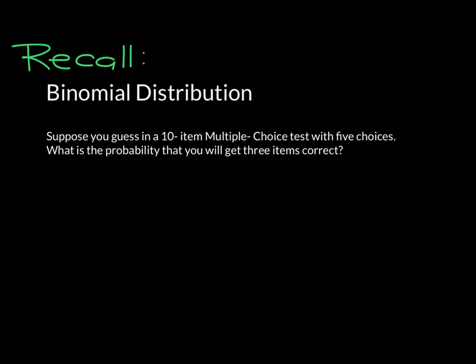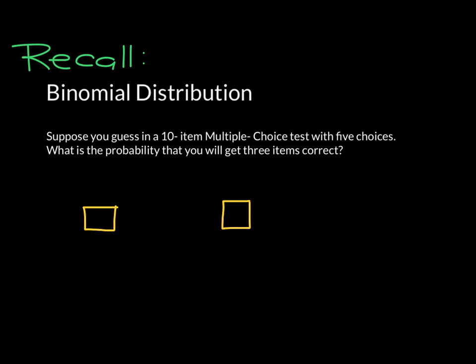And we will do this by considering one problem that you might have solved before when you were learning the binomial distribution. Suppose you guess in a 10-item multiple choice test with 5 choices. What is the probability that you will get 3 items correct? This is a case of a binomial distribution because it has two possible outcomes. It's either you get the question right or not.